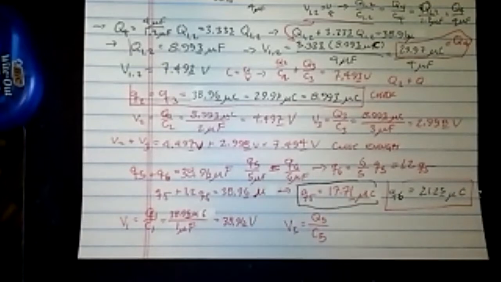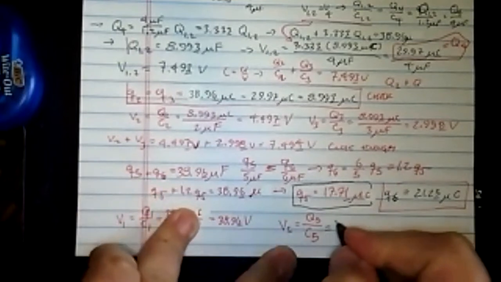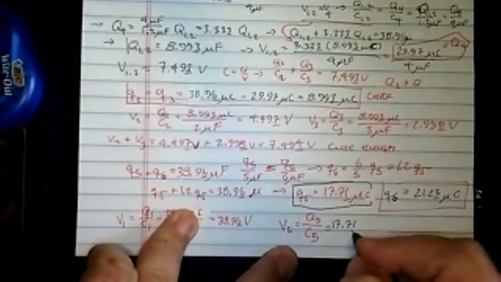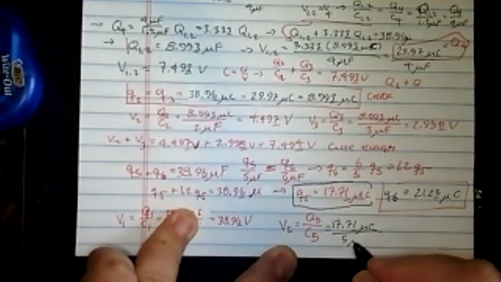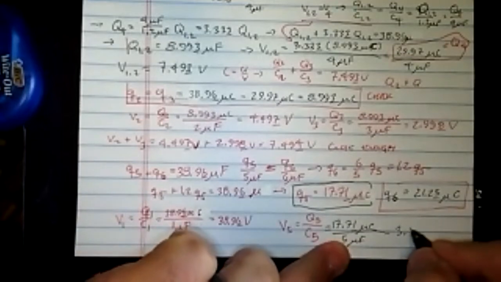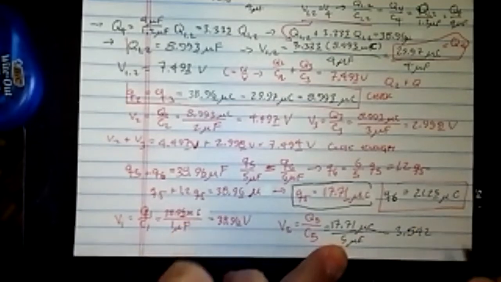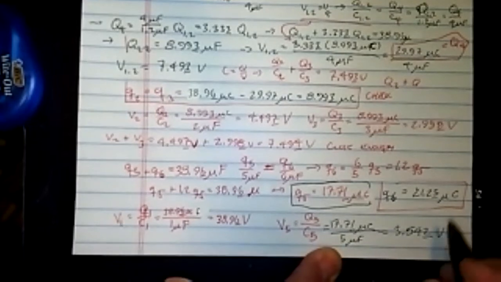So I'm going to take that 17.71, switch to black now just to keep things interesting, 17.71 microcoulombs divided by 5 microfarads because it's C5. So 17.71 divided by 5 gives me 3.542. Yay, we're right. 3.542, and this one really should be 3 sig figs, and that should be volts.